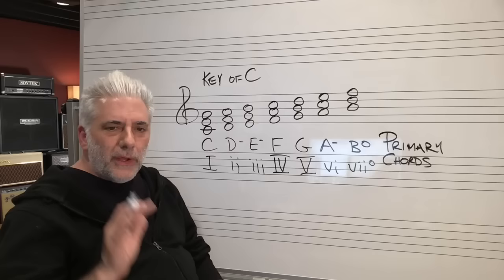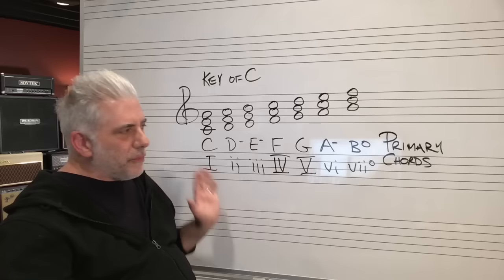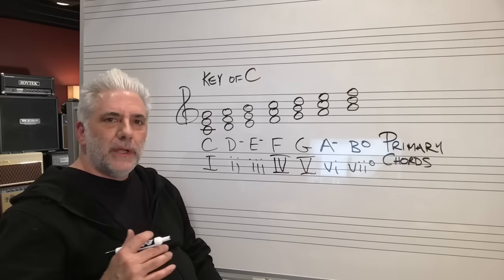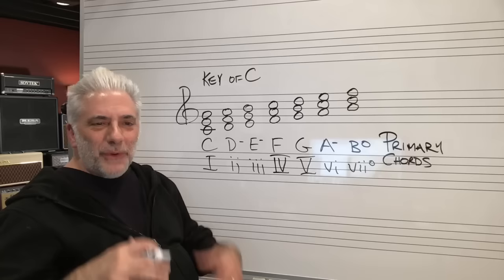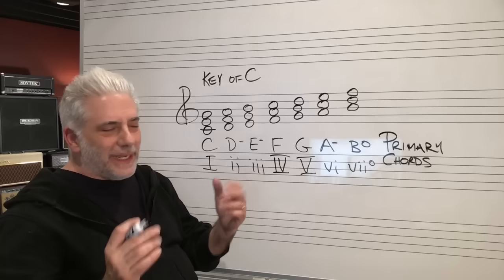Then you have your secondary chords, your secondary dominant chords. These are chords that are related. Think of this as the primary colors and then the secondary colors. Okay, so your primary colors are red, blue, and yellow, right? Now, when you mix the primary colors together, when you mix blue and red together, you get green, right? You know the analogy here.